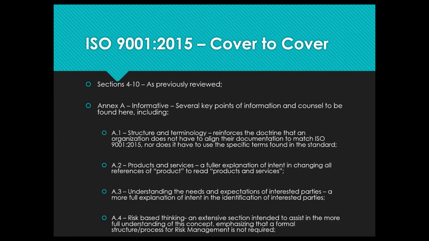In A1, structure and terminology, it states that the organization does not have to align their documentation to match ISO 9001:2015, and it doesn't have to use the specific terms that are found in the standard. So let's say, just for example, you decide that you want to have a purchasing procedure. And so you write a purchasing procedure. You are not required to number that procedure 8.4, just because section 8.4 of the standard is where the requirements for interface with external providers appear.